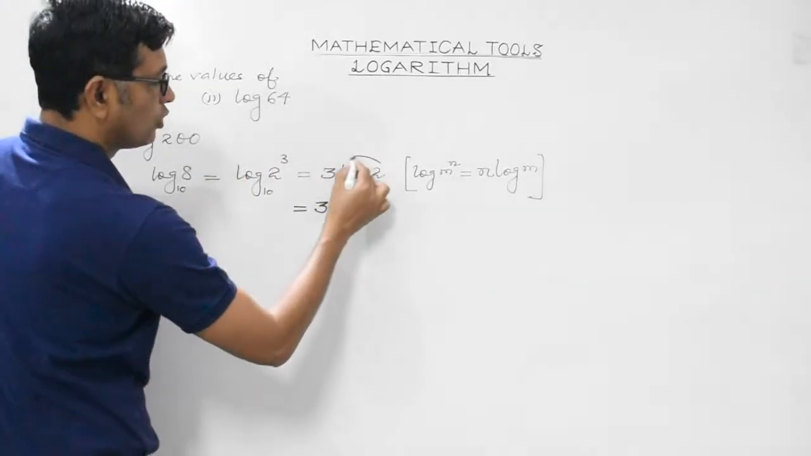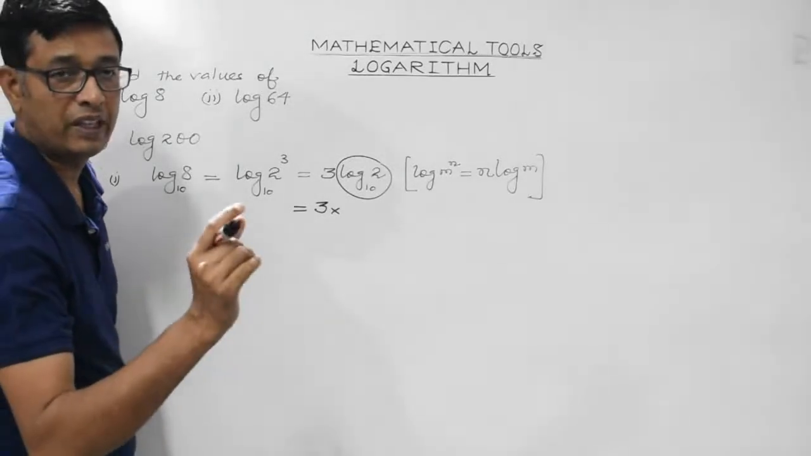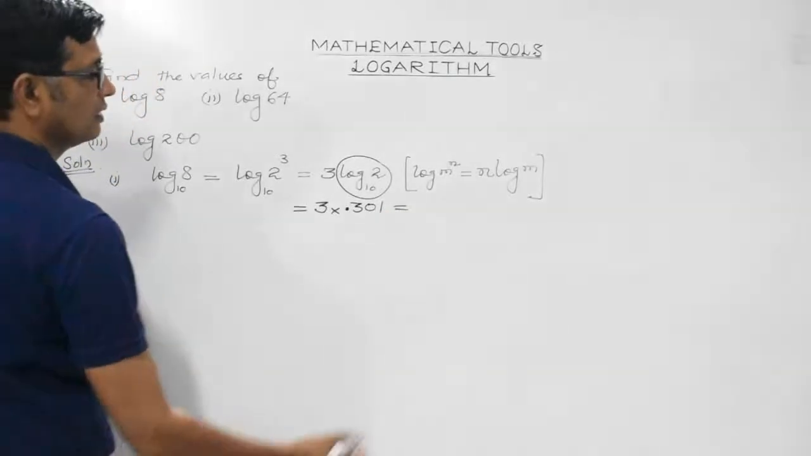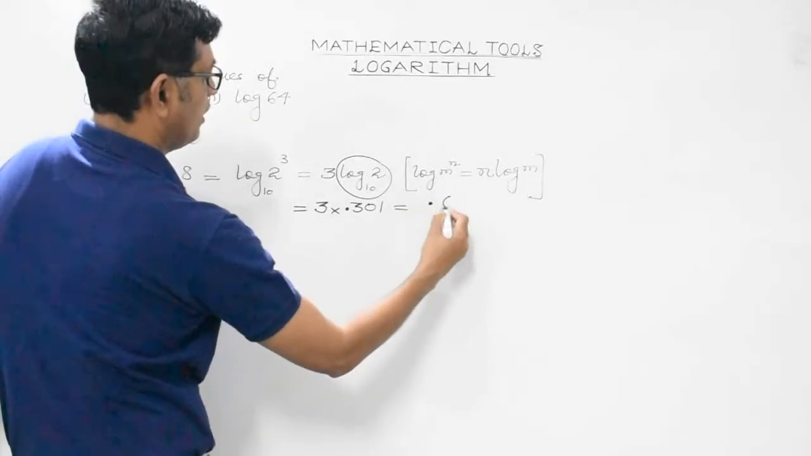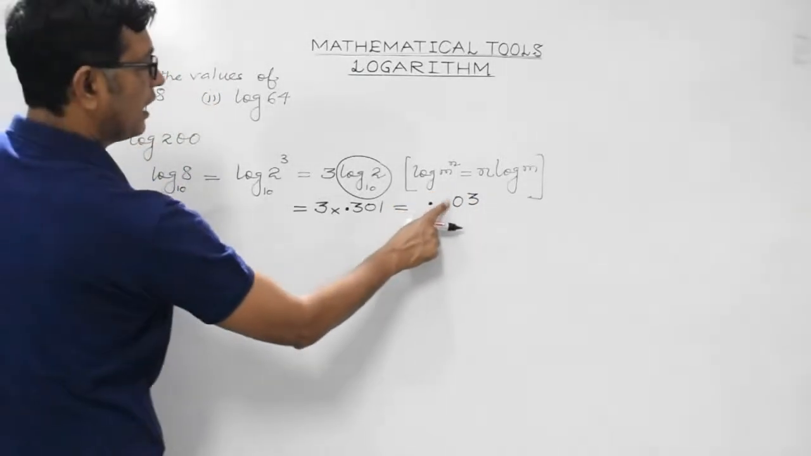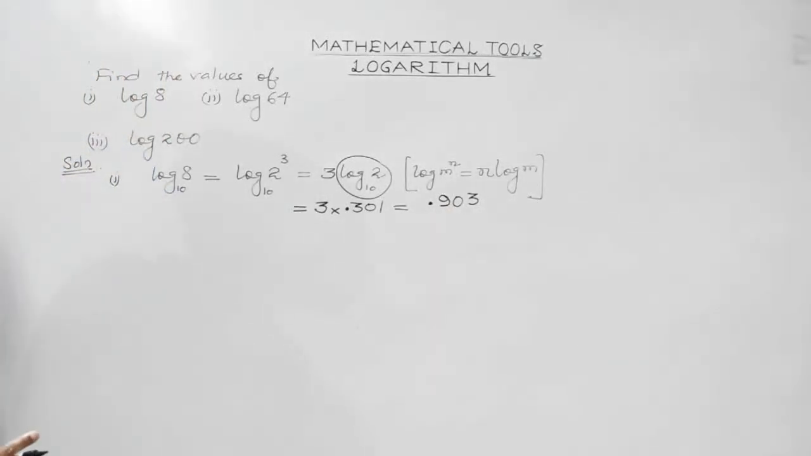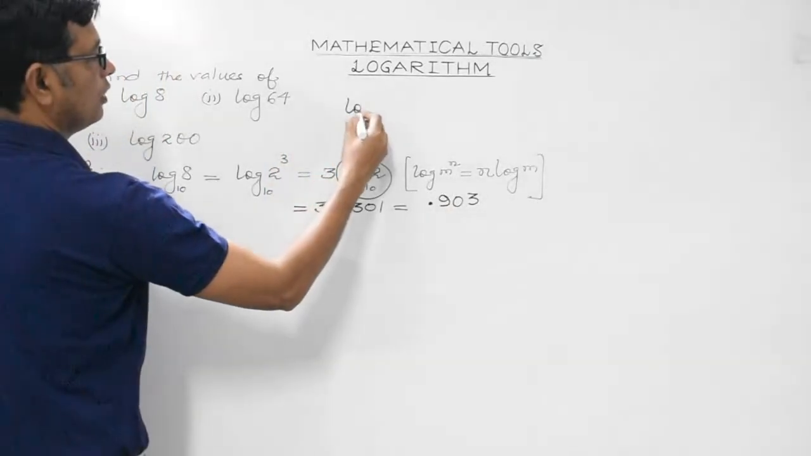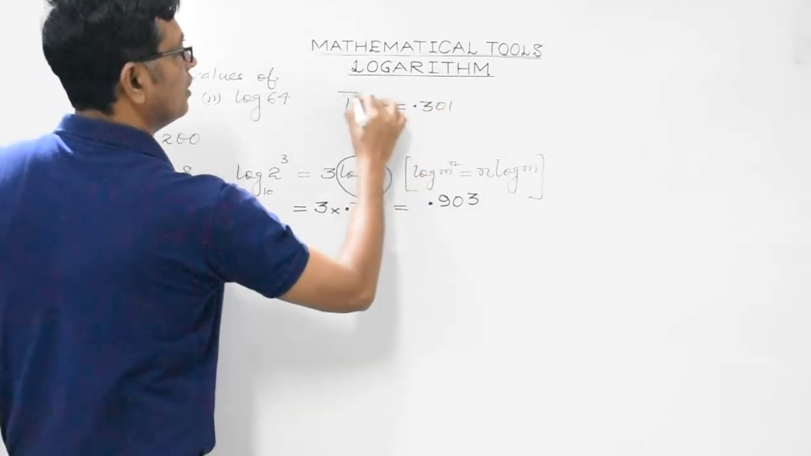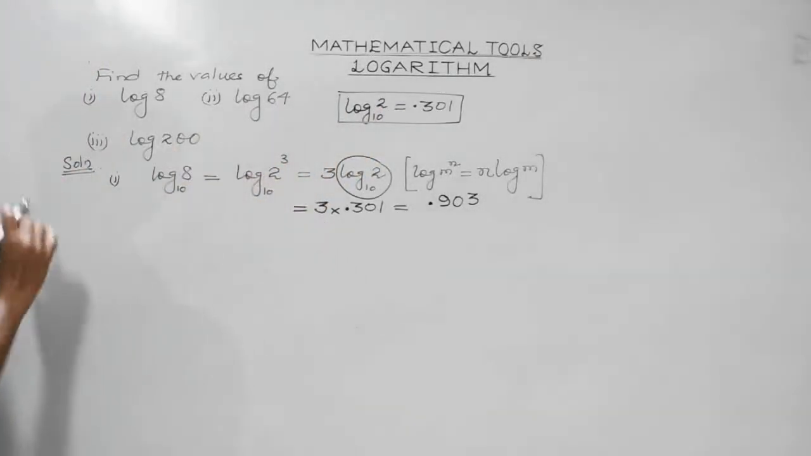So, continuing, in the next step it will be 3 multiplied by log 2. I have told you to remember its value. The value of log 2 to the base 10 is 0.301. So that will give you the answer, 0.603. In fact, 0.903 actually. Right, students? So do remember this value. Log of 2 to the base 10 is equal to 0.301. We will make use of this result very frequently. So that's the answer of the first part.